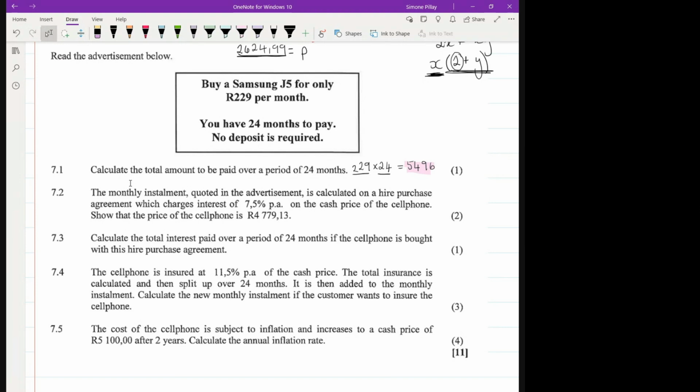So the monthly installment is calculated on a hire purchase agreement which charges interest of 7.5% per annum on the cash price of the cell phone. Show that the cash price of the cell phone is 4,779 Rand and 13 cents. So they've told us what the price is, but they want us to give them a calculation to prove that.